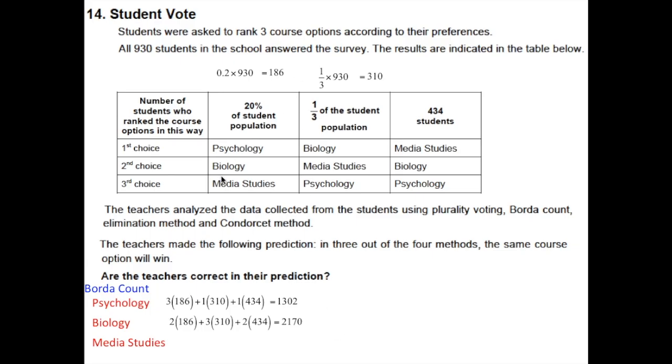For media studies, last, so 1 times 186. Here it's second, 2 times 310. Here it's first, 3 times 434. And that gives us 2,108. Biology wins. Biology wins the Borda count.